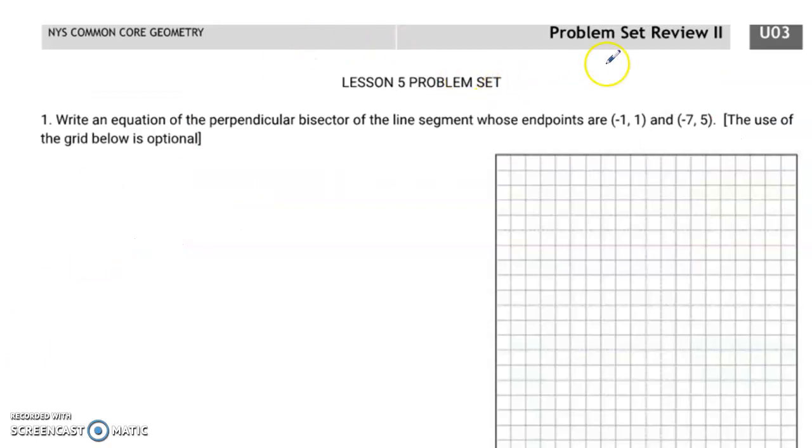For lesson number 5, it was asking about perpendicular bisectors and writing the equations. This was a skill that you definitely need to learn. It's something that will show up over and over again. Pause the video, try this out, and see if you get it right.